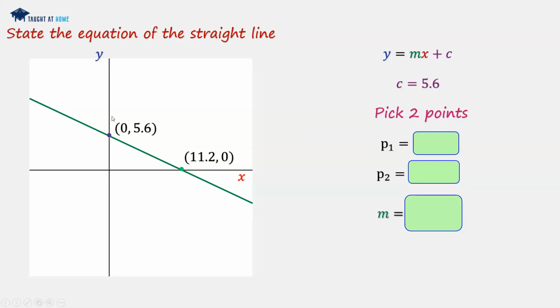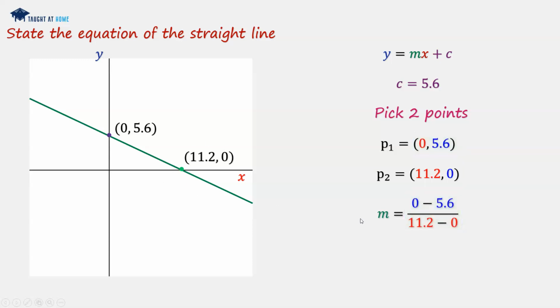Now we pick the 2 points that are already given to us. So this will be point 1 and this will be point 2. And we can substitute these into the formula. And what we've got is -5.6 over 11.2. What you'll notice is that we can actually simplify this without a calculator, because 5.6 is exactly half of 11.2, so this simplifies as m is equal to -1/2. And now we can substitute this into the y equals mx plus c formula, because we have m and we have c. So y equals -1/2 x plus 5.6.